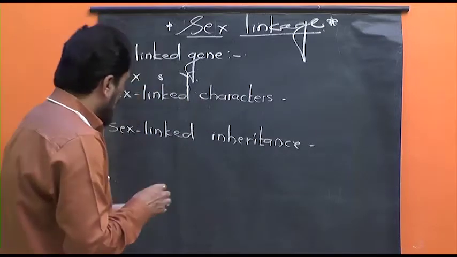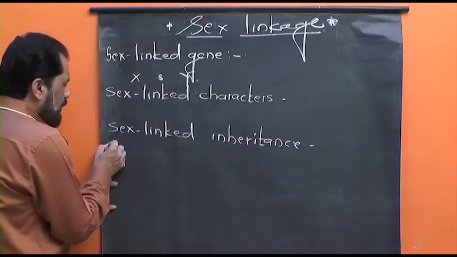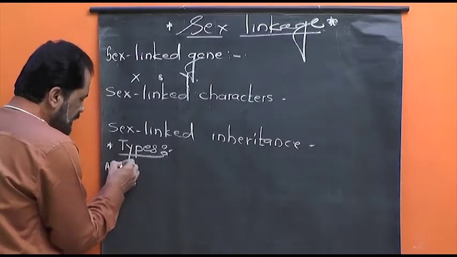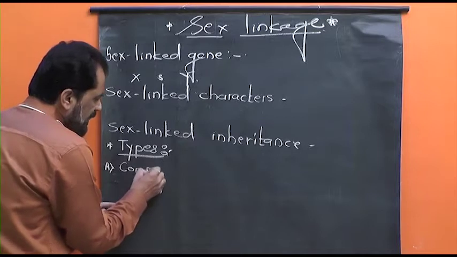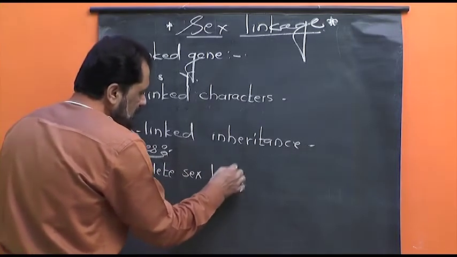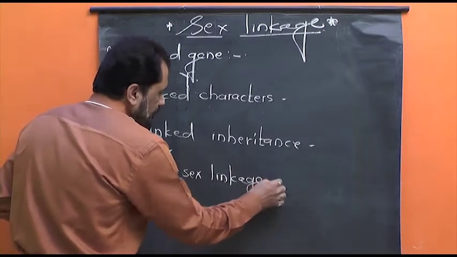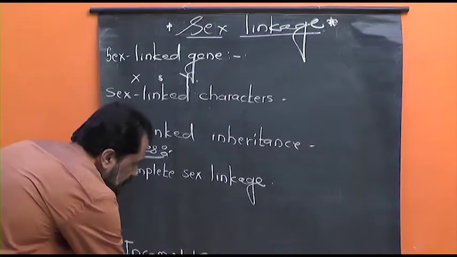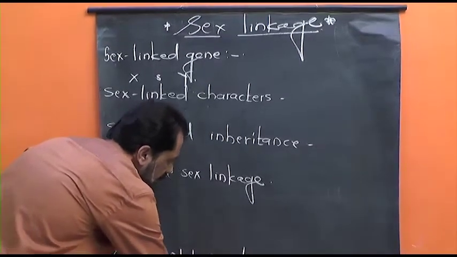Now let us talk about the types of sex linkage. There are two types. First, complete sex linkage, and incomplete sex linkage.